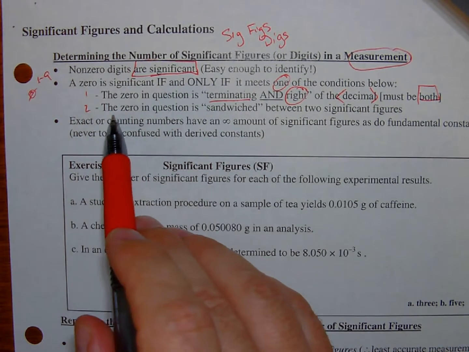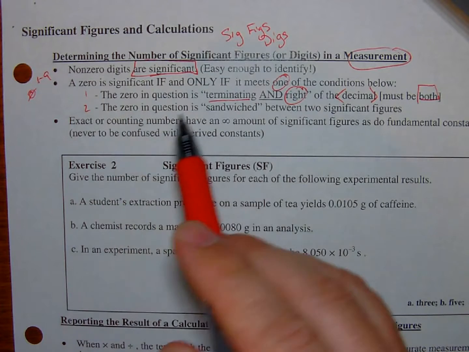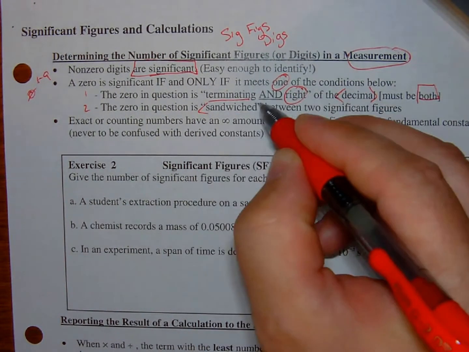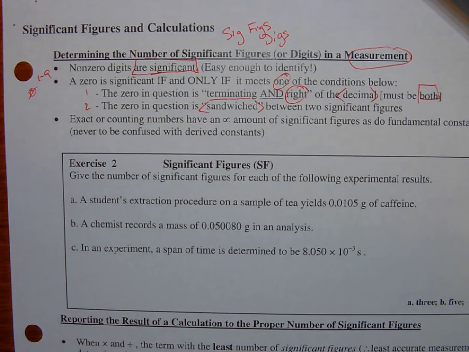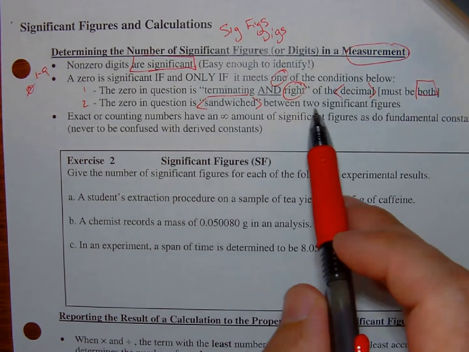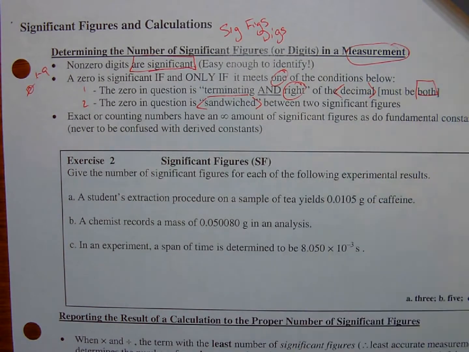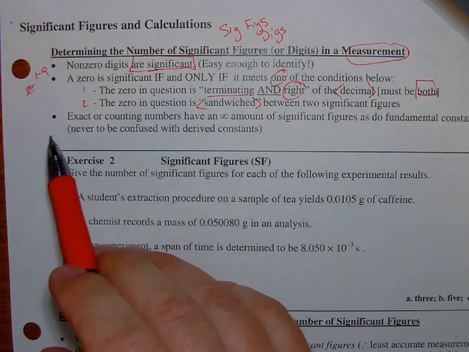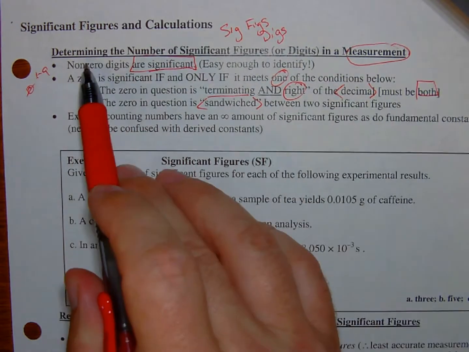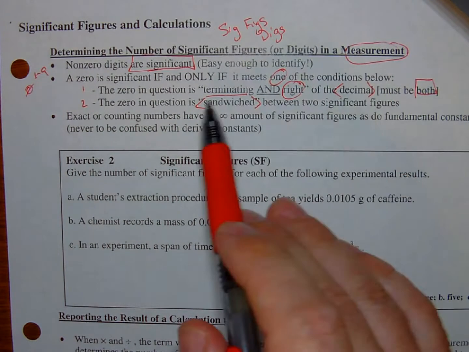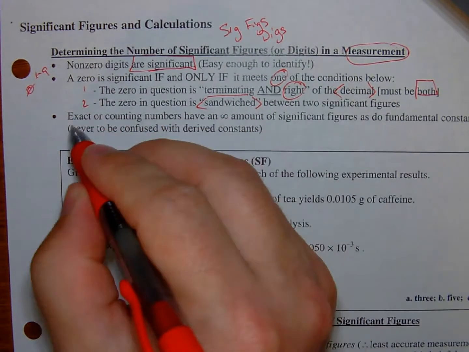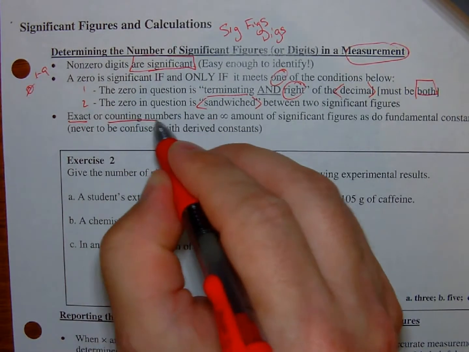The second way that a 0 can be significant is if the 0 is sandwiched. Being sandwiched is pretty self-explanatory. I think most people have a pretty good amount of experience with sandwiches. If it's sandwiched between two figures that you know are, in fact, significant. So, I referred to earlier these being significant figures in measurements, and I mean measurements as opposed to exact numbers or counting numbers.